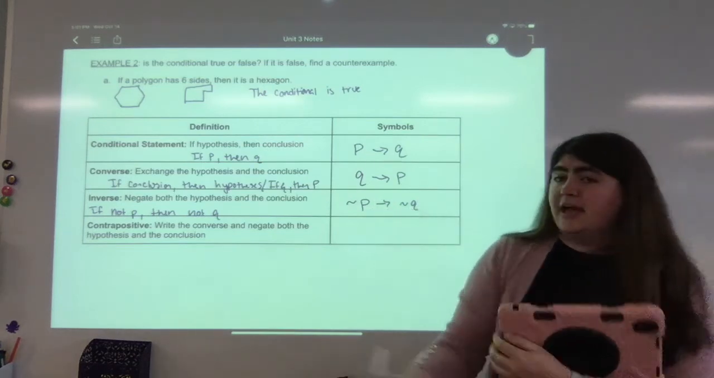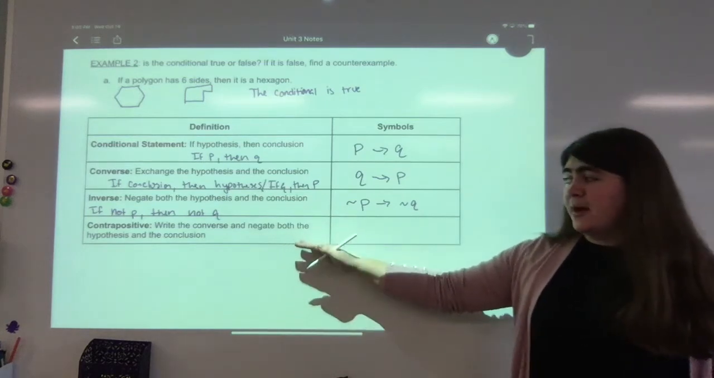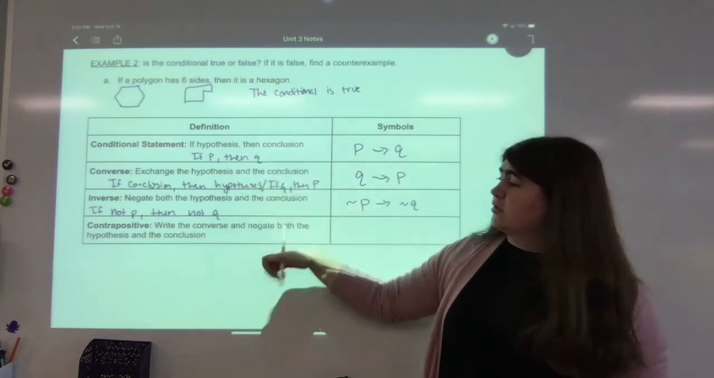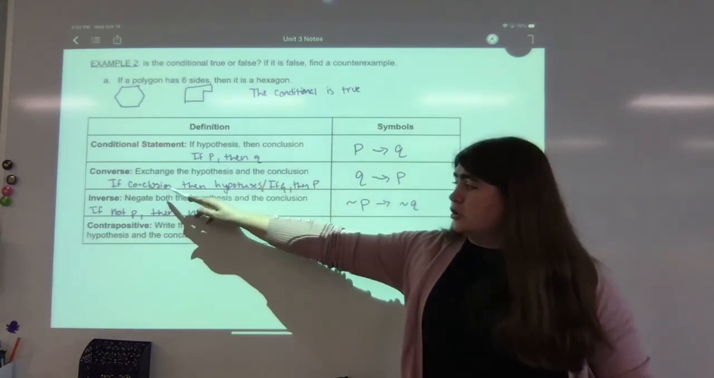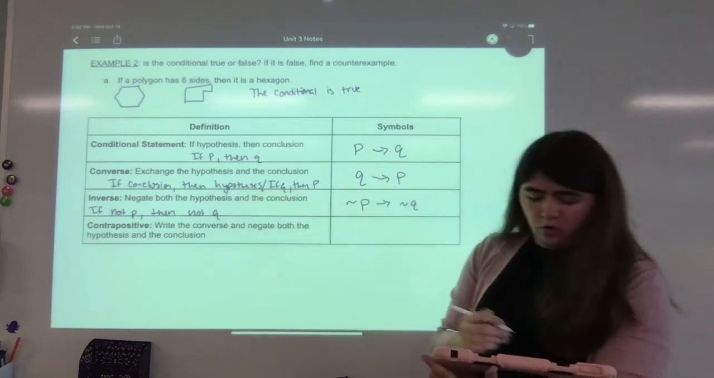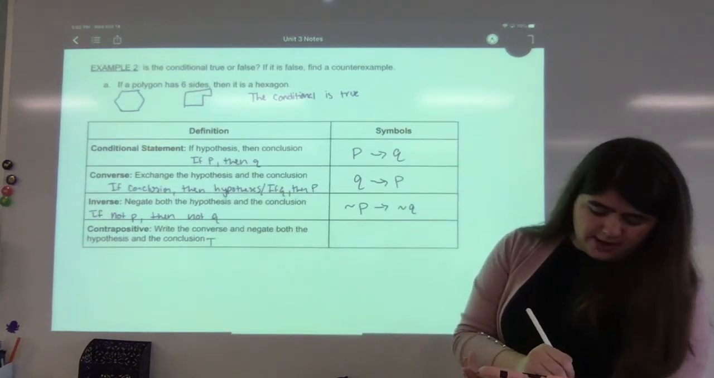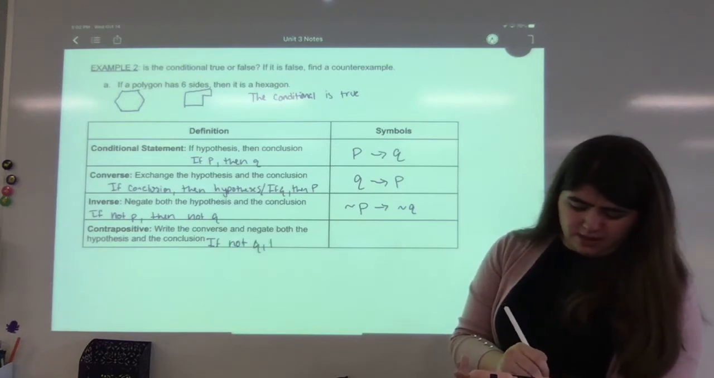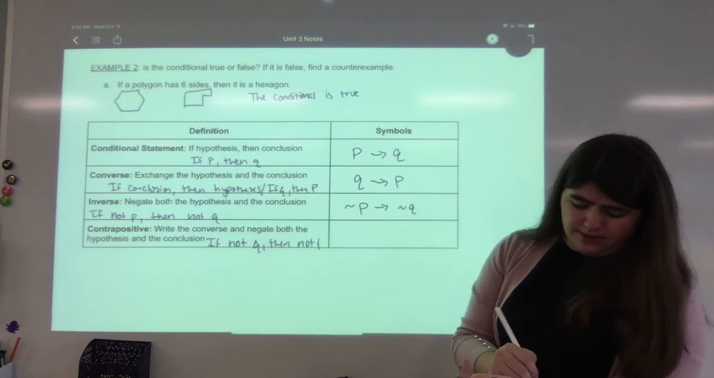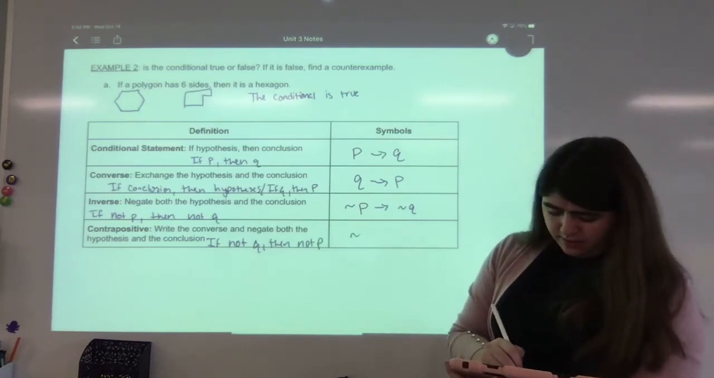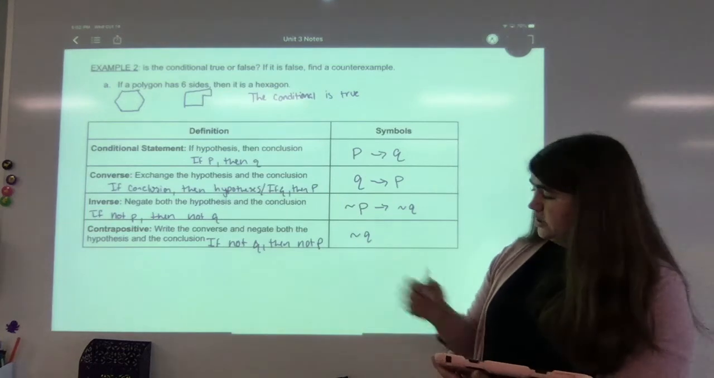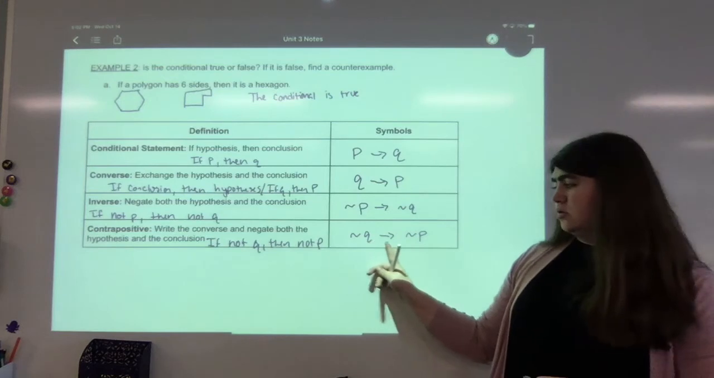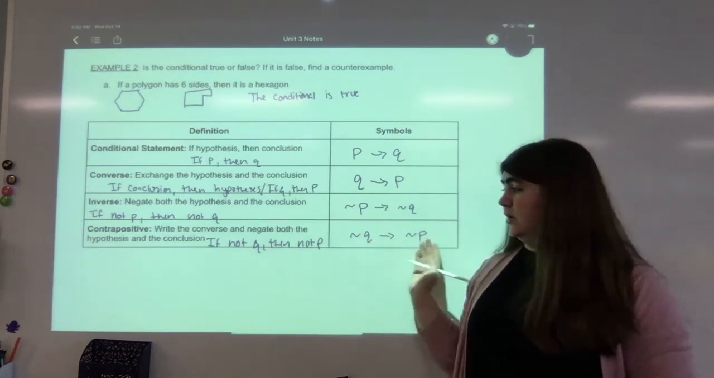All right. Last but not least, we have the contrapositive. The contrapositive takes the converse and flips to negating them. So I now have if not conclusion, then not hypothesis, or if not Q, then not P. So in my symbols, the tilde, so not Q, arrow, not P. If not Q, then not P. That's how this reads right here.